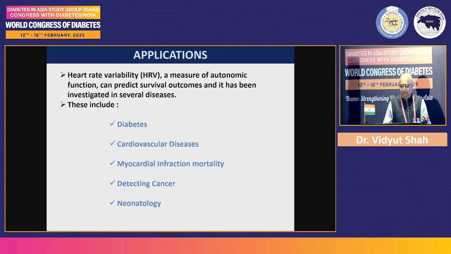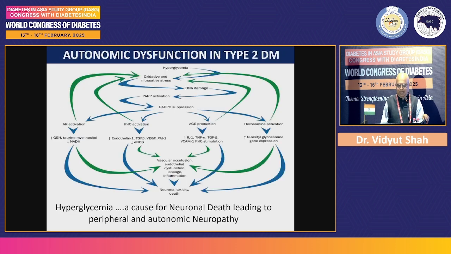So what are the applications? Heart rate variability can predict survival outcomes, and it has been investigated in several diseases like diabetes, cardiovascular diseases, myocardial infarction mortality, cancer, and neonatology as well.